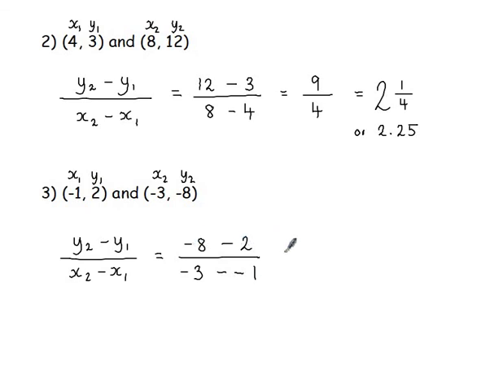So on the top we have -8 -2, which gives us -10. And on the bottom we've got -3, minus here, which changes to a plus. So -3 plus 1 gives us -2. So we have -10 divided by -2. Well, the two minuses make a plus, and 10 divided by 2 gives you 5. So the gradient of (-1, 2) and (-3, -8) is 5.